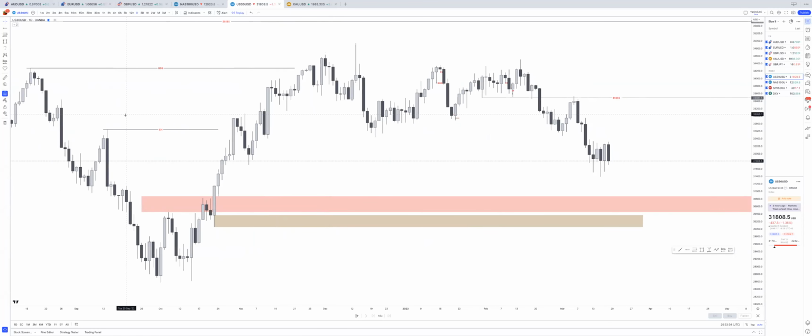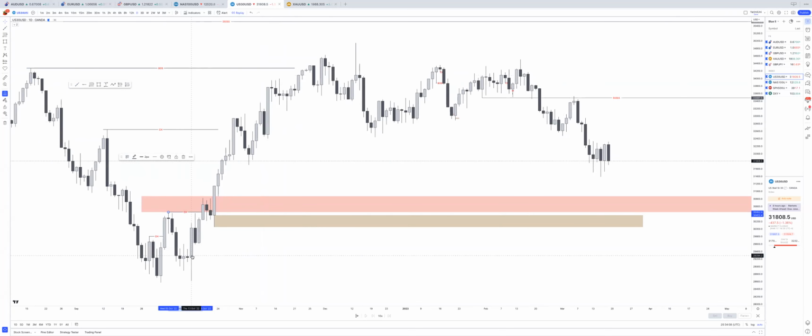I believe I had this drawn out, but anyway, I'll draw it out again. So this was the change of character, which was right here. And then we had a break of structure here. So this is the lower time frame. This is the higher time frame change of character. Basically anything above the daily, and higher time frames like weekly, etc., all of that is up here, but the lower time frame is here.